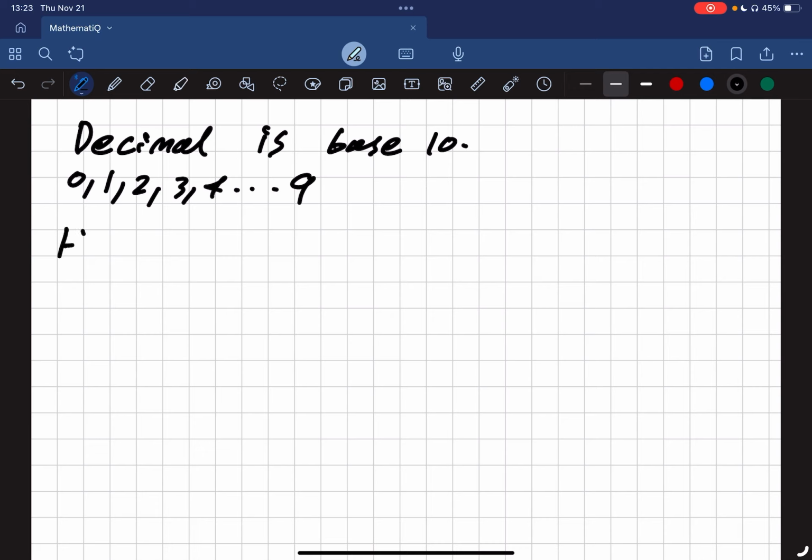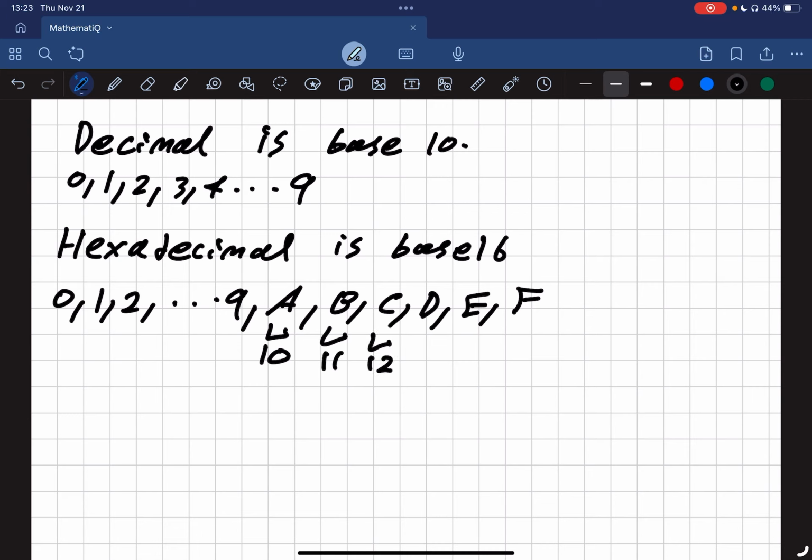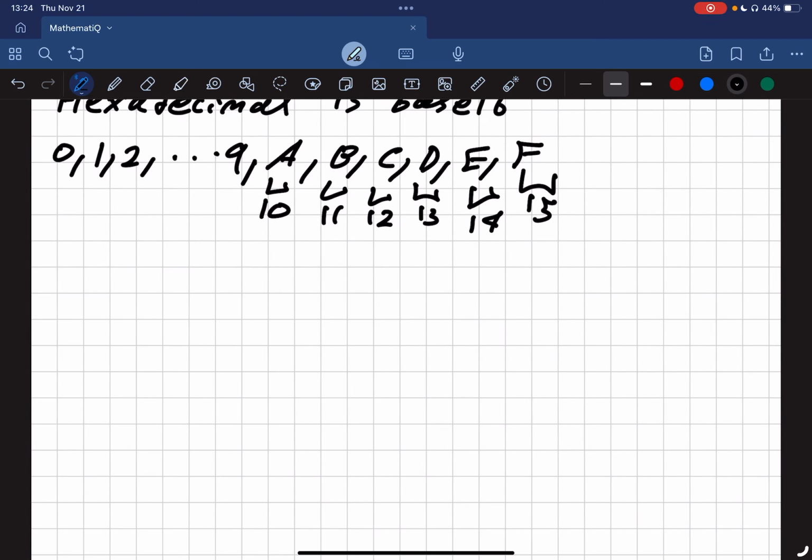And then hexadecimal numbering system is base 16, where the values that we have are the same as the decimal up until 9, and then we have A, B, C, D, E, F, where A is 10, 11, 12, 13, 14, and 15. Okay? So I'm just going to go ahead and start with a few examples. I think that is the best way to show how to do this.